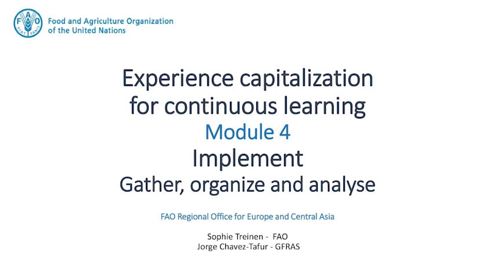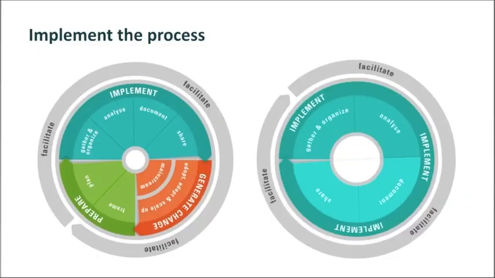We have reached module 4 of the cycle of experience capitalization. And this module is about the implementation of the experience capitalization process. There are two lessons in this module, which are gather, organize, and analyze the information and data that you will collect for this experience capitalization exercise. We have decided to have the implementation stage in two modules.